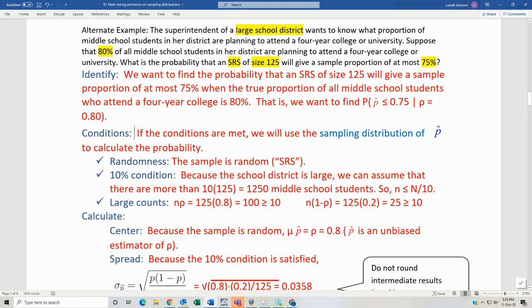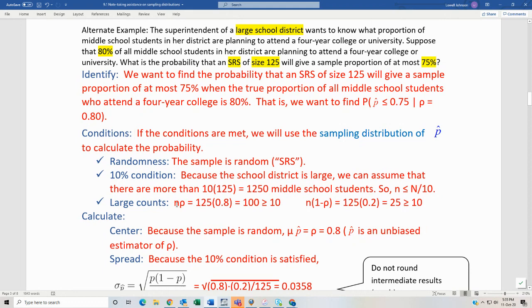Why did I pick that number? Well, I have 10 times my sample size. And as long as there are more than 1,250 middle school students, then it's true that my sample size of 125 is less than or equal to the population size divided by 10. So this is the way you want to answer the 10% condition. We can safely assume that there are more than 10 times the sample size middle school students.